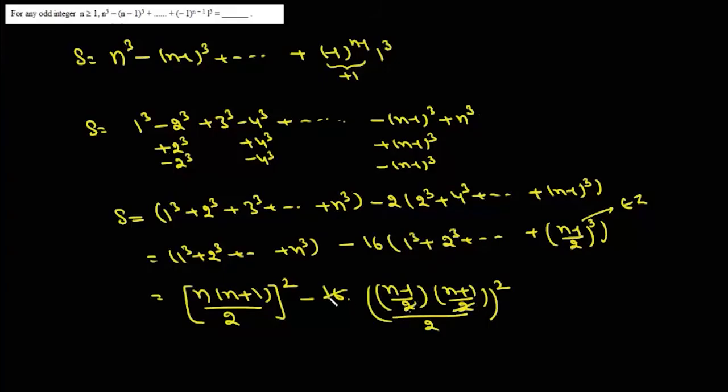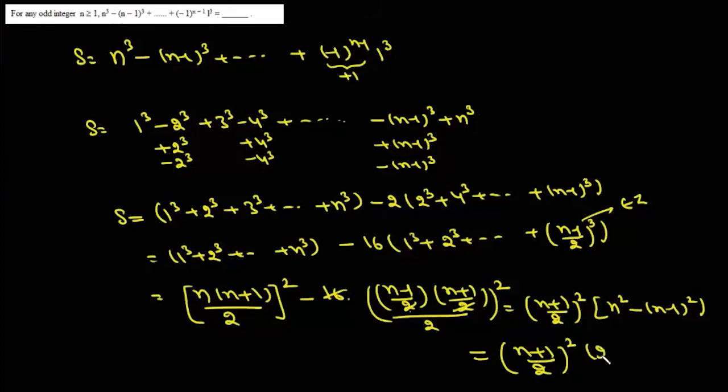16 will cancel, and we can take n plus 1 upon 2 whole square common. So we'll take n plus 1 upon 2 whole square common, and what remains is n square minus n minus 1 square. Now this is a plus b into a minus b, so it will be 2n minus 1. So it will be n plus 1 by 2 whole square into 2n minus 1, and that is the answer to this question.